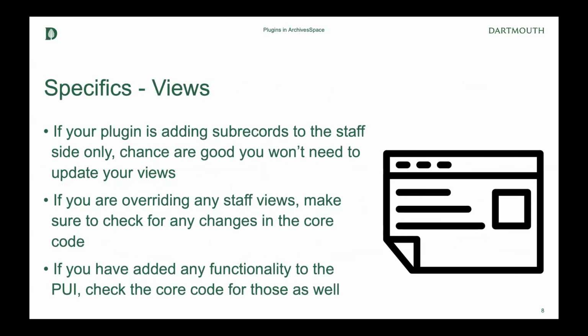So a little bit about some of the specifics. Again, for views, it depends on what you're doing exactly. If you're just adding subrecords to the staff side, you probably don't have a lot to think about, because those tend to be pretty self-contained. If you're overriding a staff view, then again, you need to check the core code, see if those views have changed, and merge your plugin view with the core code view. And then for the PUI, same sort of mentality of checking those things.